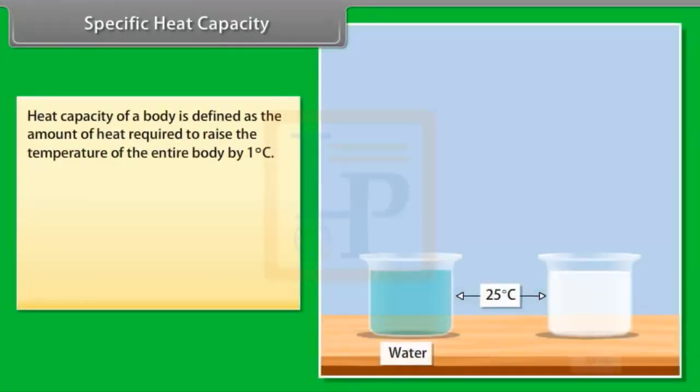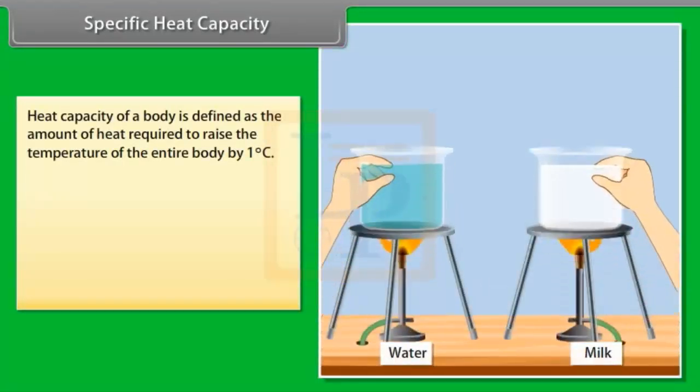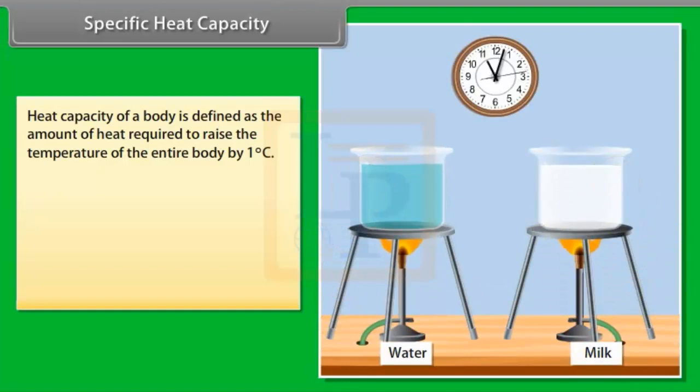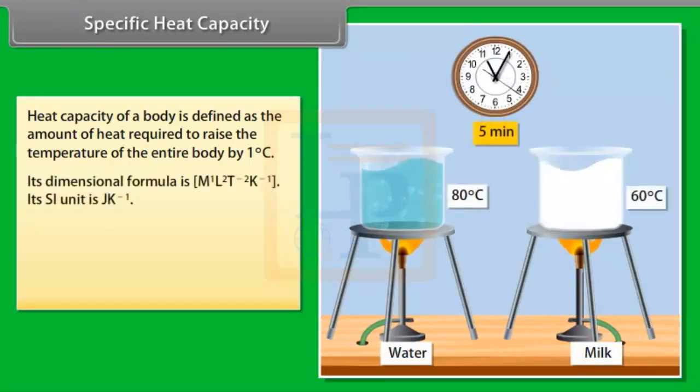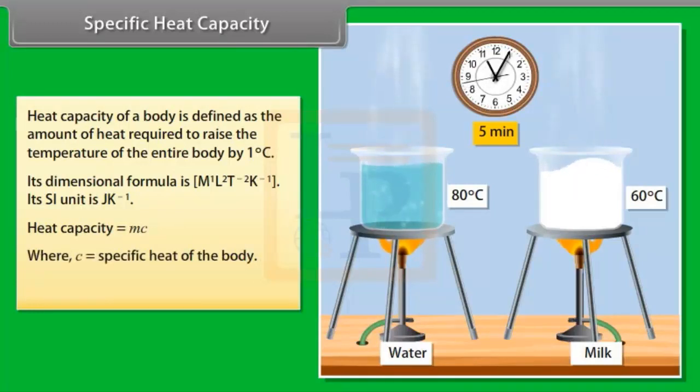Heat capacity of a body is defined as the amount of heat required to raise the temperature of the entire body by 1 degree Celsius. Its dimensional formula is M L squared T to the power minus 2 K to the power minus 1. Its SI unit is Joule per Kelvin. Heat capacity is equal to mc, where C is the specific heat of the body and m is the mass of the body.